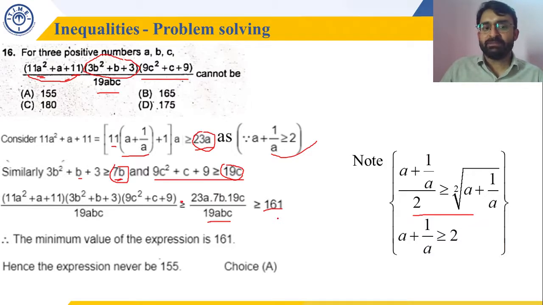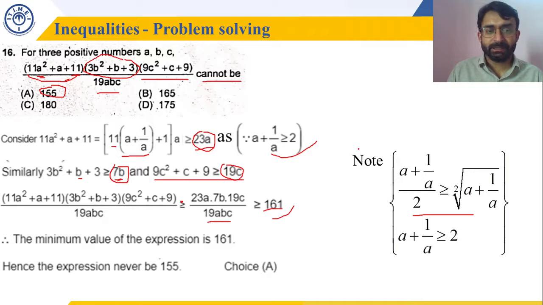So the minimum value is 161. It can take any value more than 161, but it cannot take any value less than 161. The question is asking where it cannot be. Cannot be, meaning what cannot happen out of the 4 answer choices. It can be 160, it can be 165, it can be 175 because it has to be more than 161. It can never be 155. Answer choice is A.